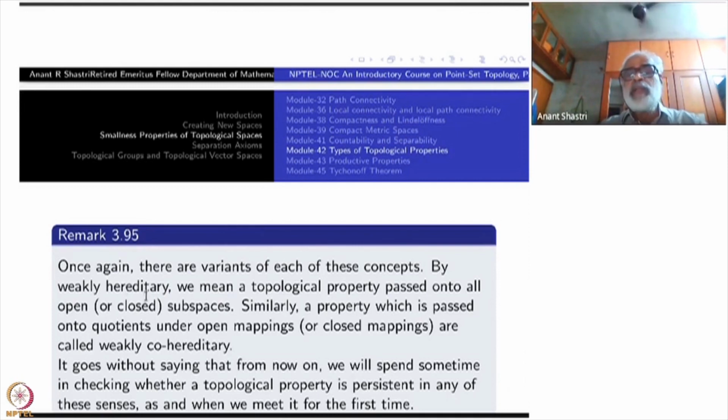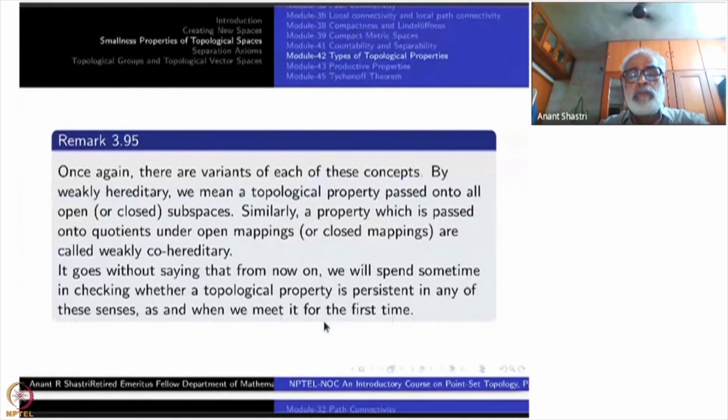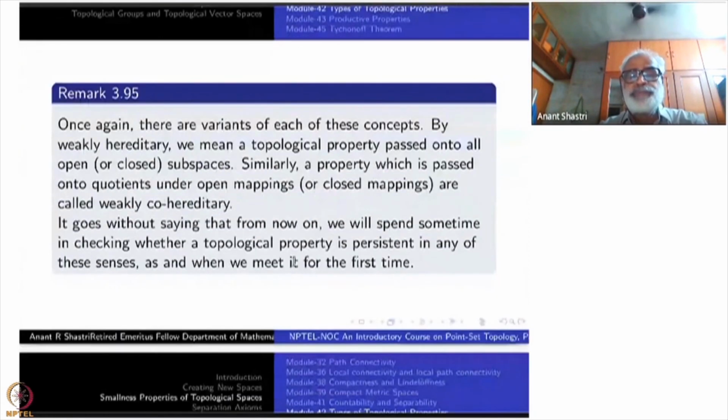But then just saying weakly hereditary, there will still be ambiguity in this definition. Similarly for co-hereditary: under any quotient map, if the property persists, then you may call it co-hereditary. But suppose it is only true for open quotients, then you may call it weakly co-hereditary. Or some other people may consider only closed quotients, and call that weakly co-hereditary and so on. So there are various versions of this one.